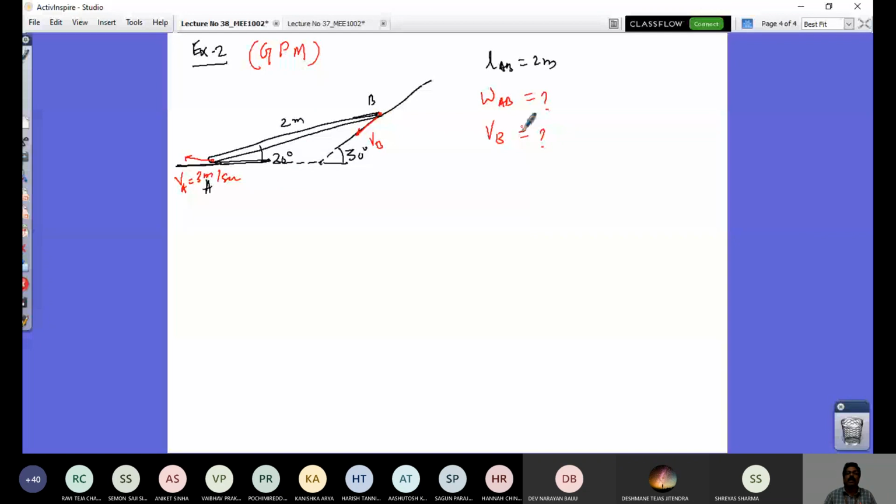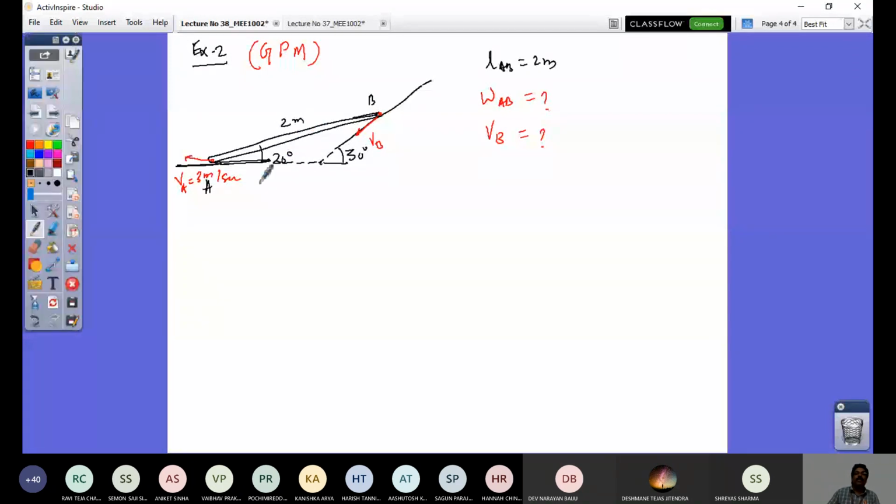The question is: a bar AB of 2 meters long slides down the plane as shown. The end A slides with a velocity of 3 meters per second to the left. B is guided here. At that instant, the angle of 20 degrees is given. Determine, for this 20 degree orientation, what is omega AB, the angular velocity of this bar, and the velocity of this point B. This would be solved by a procedure called the relative velocity method.